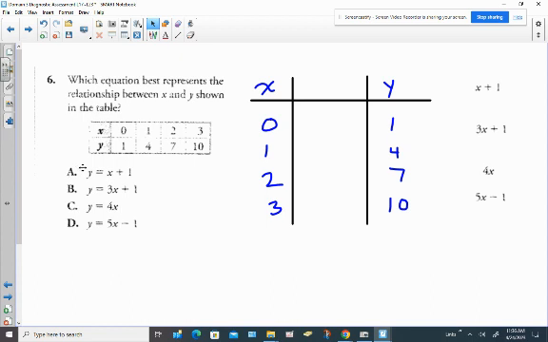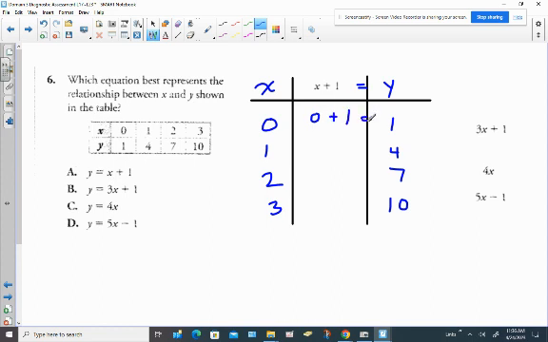So if you look at A, it says y equals x plus 1. So the function there is x plus 1. And if we take x and add 1 to it, we're supposed to get y. All right, so now let's substitute in our values for x to see if that could be the answer. So if we substitute a 0 for x and then add 1, does this plus this equal 1?